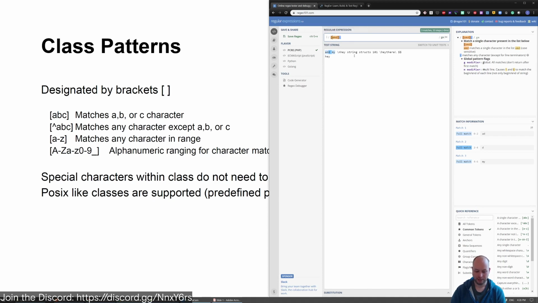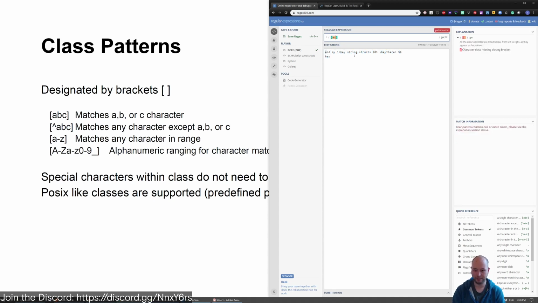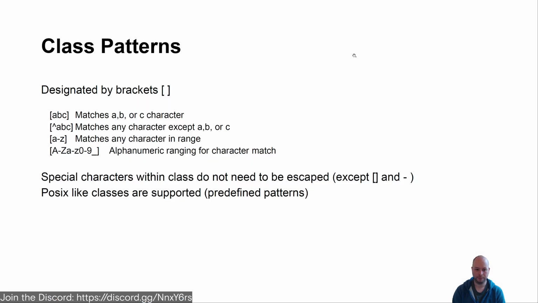If you add in a caret here, it's the opposite. So it's kind of like the opposite of that. I'm going to get rid of this. If you put in a range, you can do the range. So say I want to do A through D. Cool. And this is a way to do alphanumeric ranging for each character match. So you can actually add in multiple ranges if you'd like.